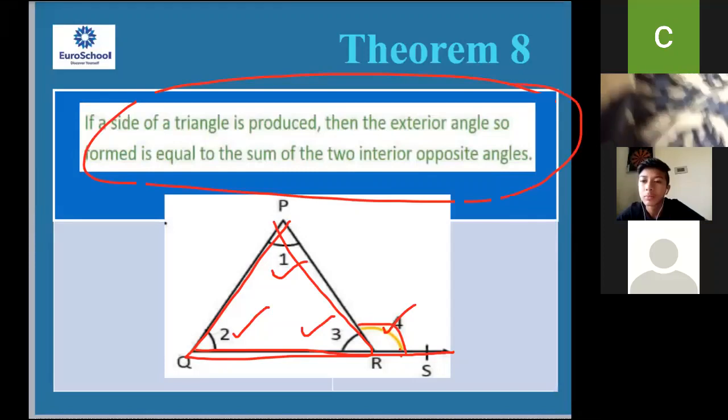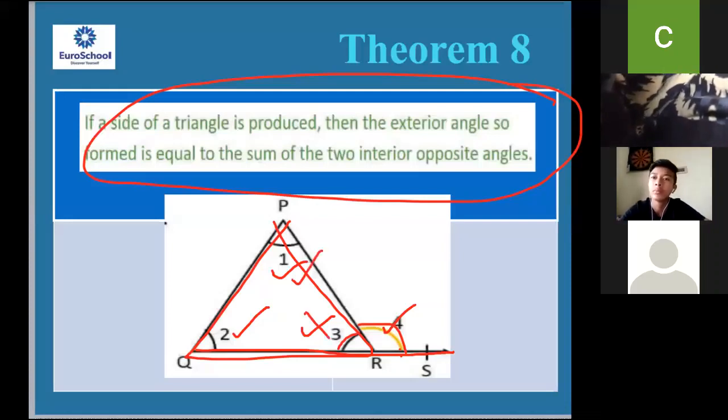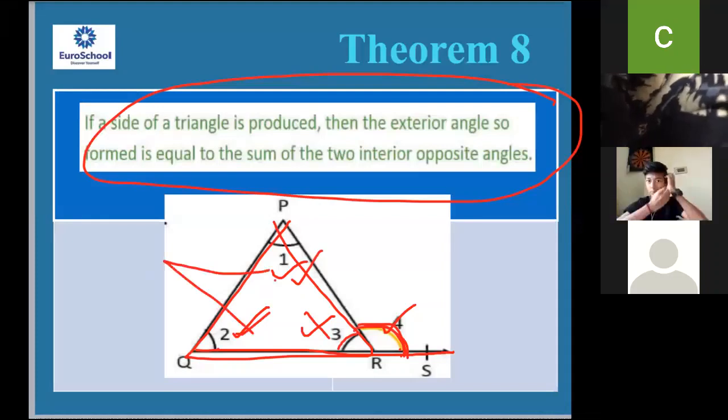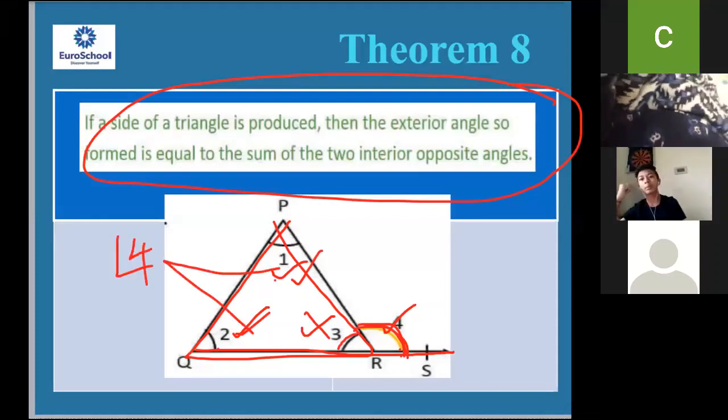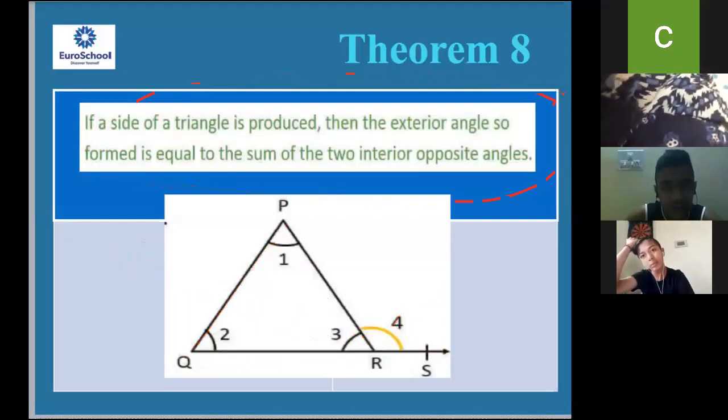When you observe, children, angle 3 and angle 4 are adjacent angles, so this is not considered an opposite interior angle. The angles which are not connected with angle 4, that is angle 1 and angle 2, are the opposite interior angles. Therefore, angle 4, the exterior angle, is nothing but the sum of these two. Is it clear, children? Yes, ma'am.